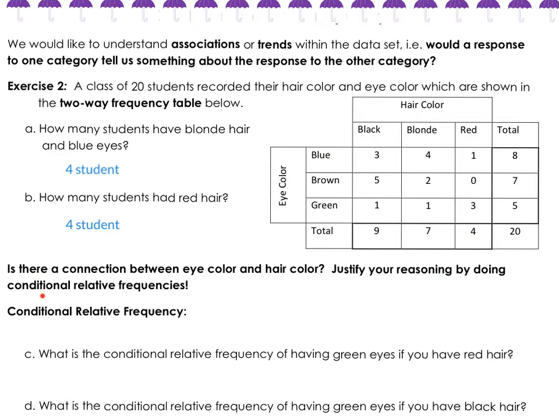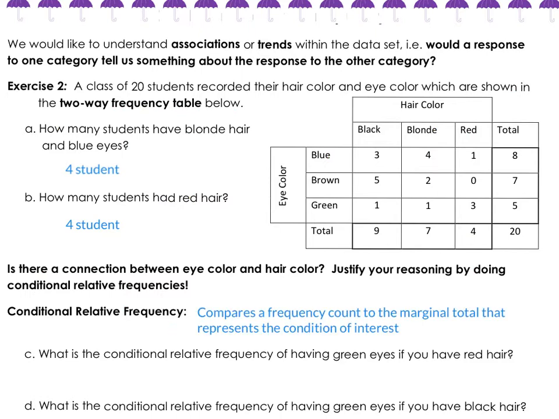Now, is there a connection between eye color and hair color? Justify your reasoning by doing conditional relative frequencies. So conditional relative frequency, what is this? Well, this compares a frequency count to the marginal total that represents the condition of interest, or the condition that we are looking at. So let's look at an example. What is the conditional relative frequency of having green eyes if you have red hair?